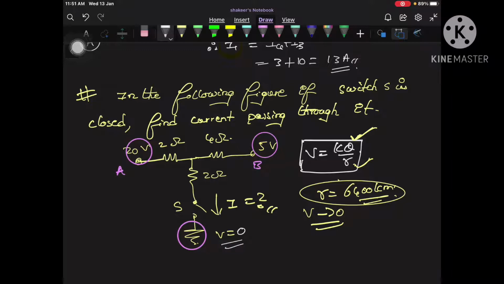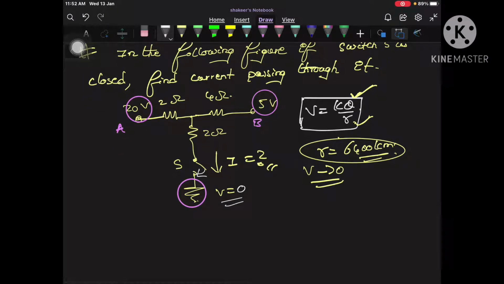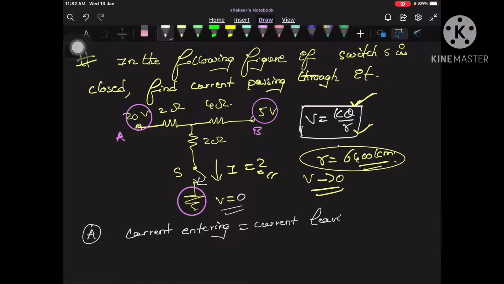So now the question is, if I close this switch, how much current will pass through this switch? To calculate this, I can use Kirchhoff's current rule. So what is Kirchhoff's current rule? Kirchhoff's current rule says that the current entering a junction should be equal to the current leaving the junction. Whatever amount of current enters the junction, the same amount should leave the junction also.